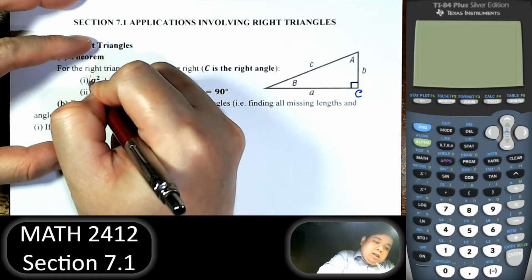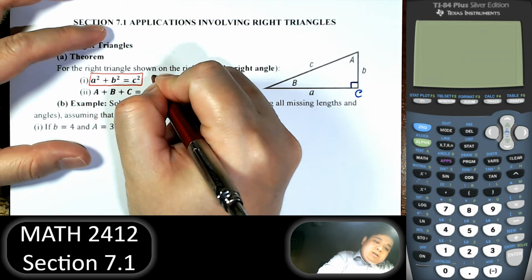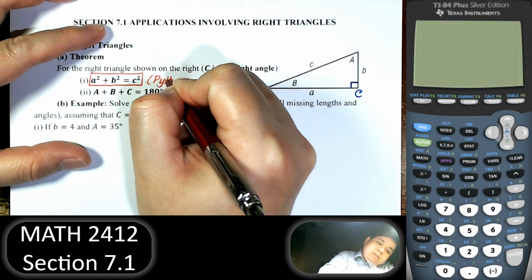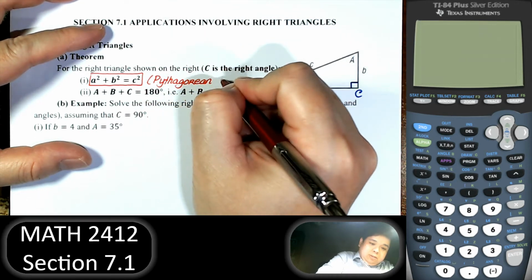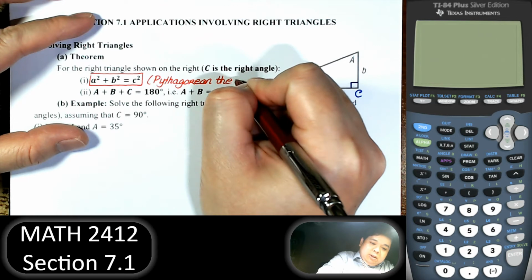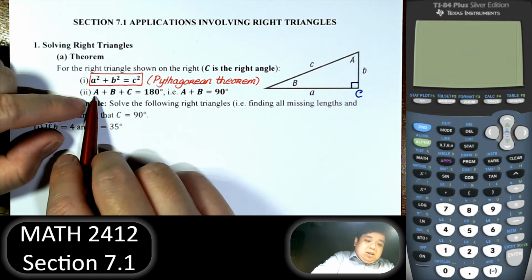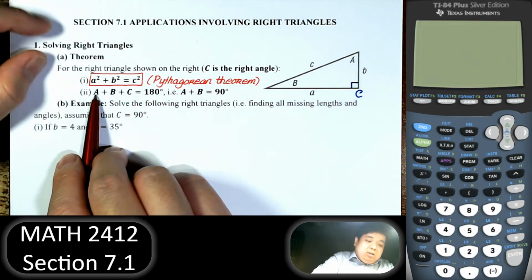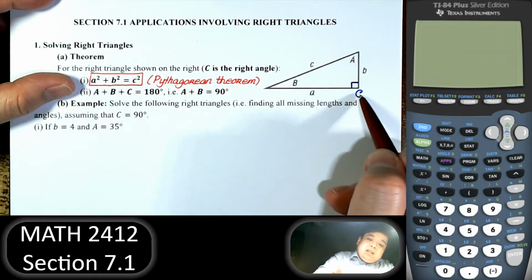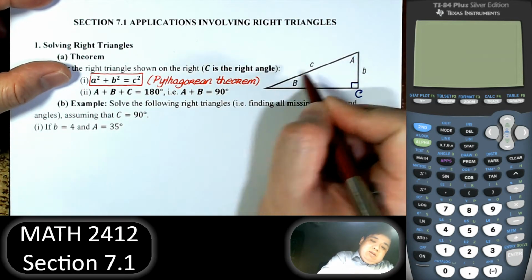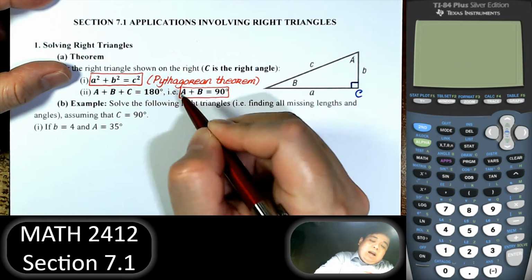Two important facts about right triangles. First, a squared plus b squared equals c squared. That is the Pythagorean theorem. And this is pretty much true for any triangle: the sum of all the angles adds up to 180 degrees, and because C is 90 degrees, the sum of the two acute angles is 90 degrees.